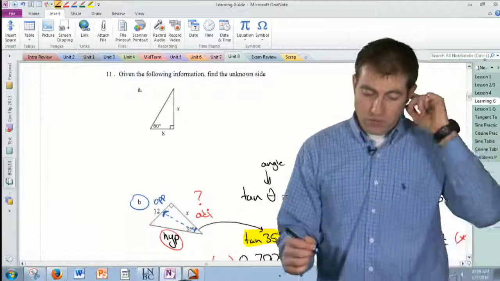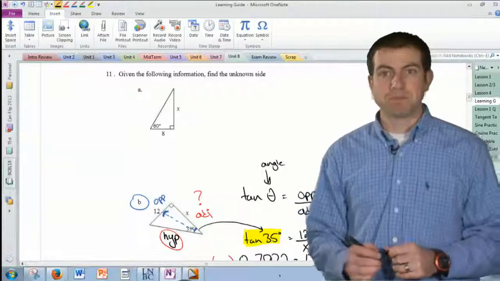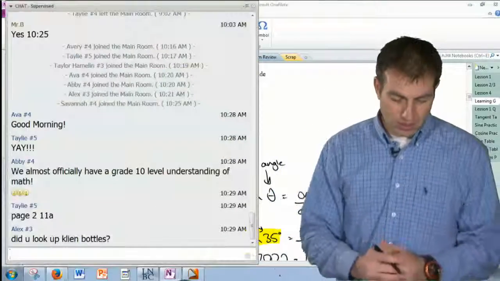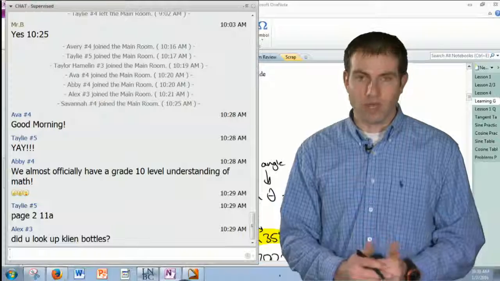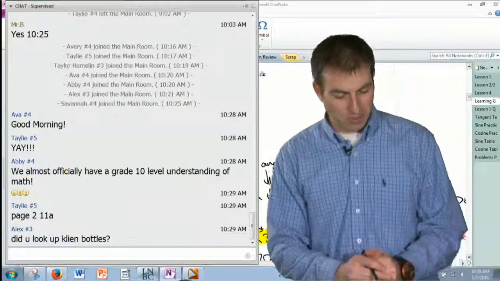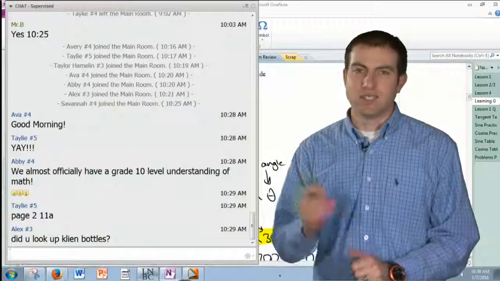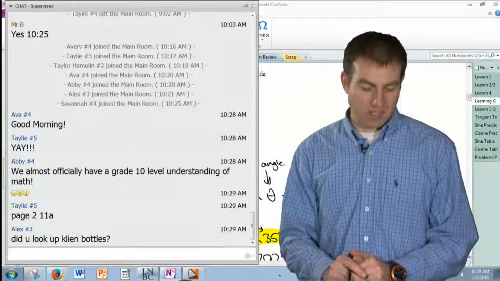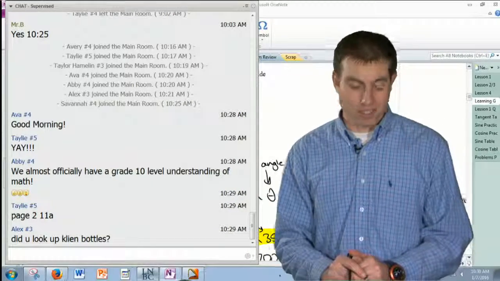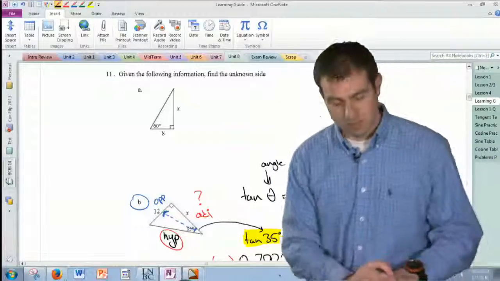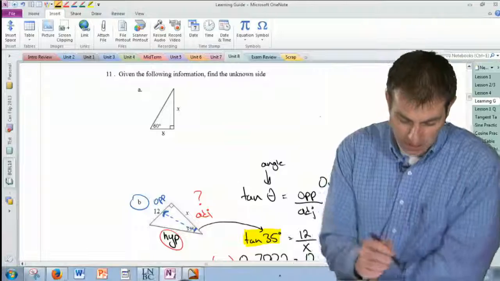Given the following information, find the unknown side. You know what, Alex? I was sitting in my office working hard with really important things, and then I thought, oh, I forgot to look up Kleinbottle, and then somebody came into my office and distracted me. I did actually think about it though. Maybe tomorrow I might have some more information on Kleinbottles.